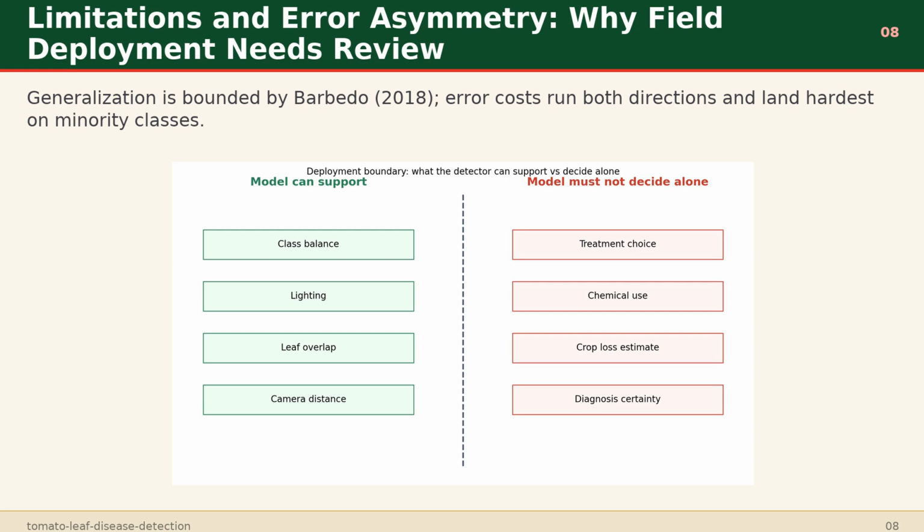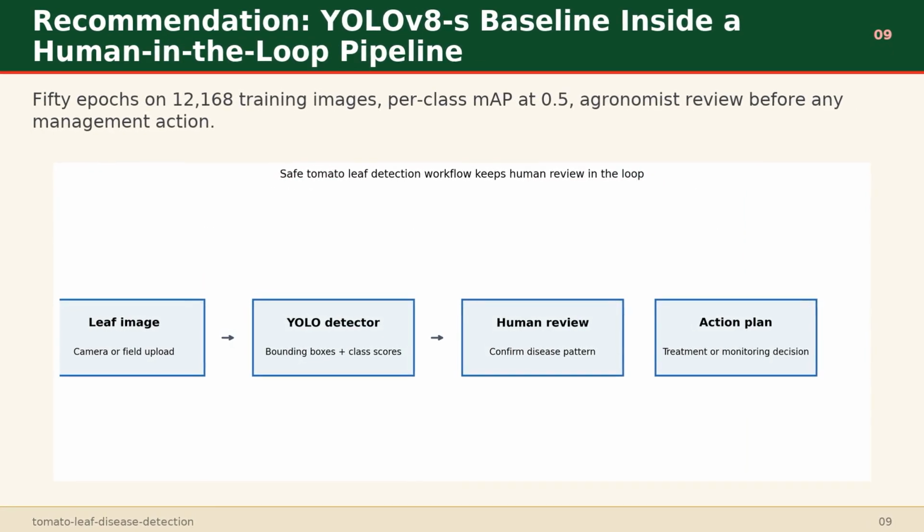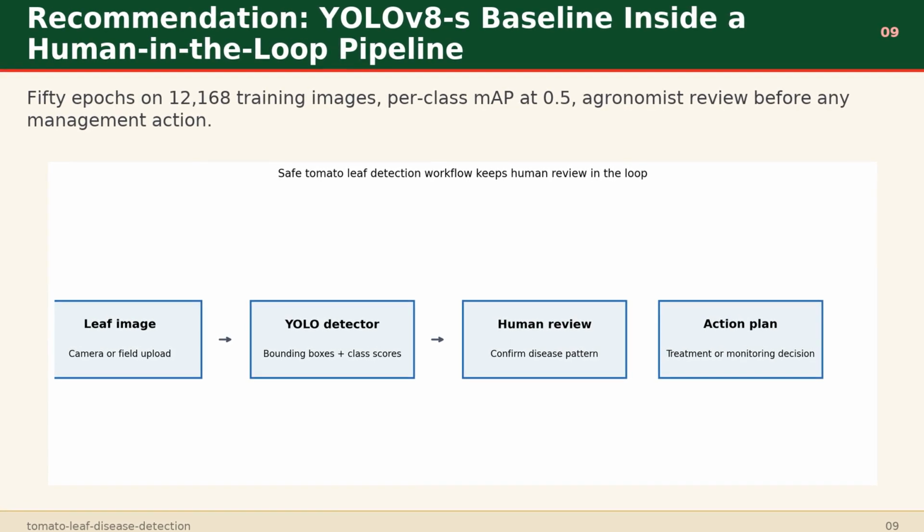My recommendation is that the next phase commit to a YOLOv8 baseline, fine-tuned for 50 epochs on the 12,168 image training split, with evaluation on the 3,041 image validation split. Redmon and Farhadi, 2018. Tu et al., 2019. Per class precision and per class recall accompany the mAP table. Particular emphasis goes to MosaicVirus and leaf mold as the two minority classes, because an aggregate number will look acceptable while hiding the specific recall failures that matter most in the field.